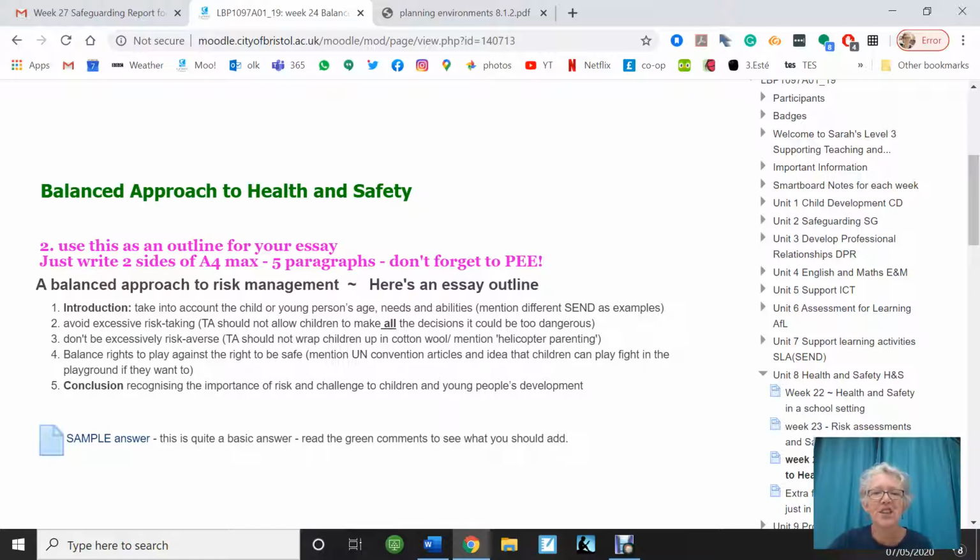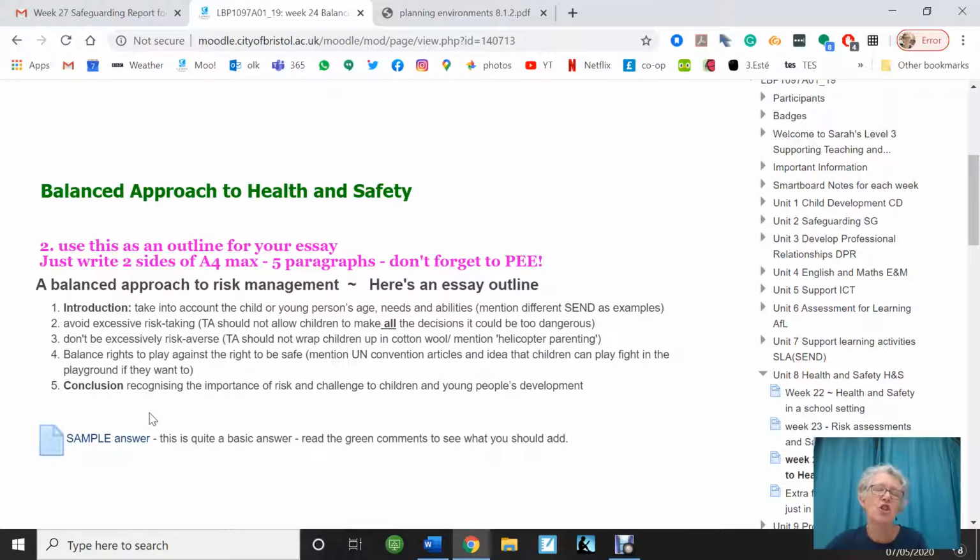There's a good idea here about, are children allowed to play fight? Can they hurt each other in the playground? What if one child is saying, I don't mind if he hits me? Are they allowed to do that? Have they got a right to play in a dangerous way?